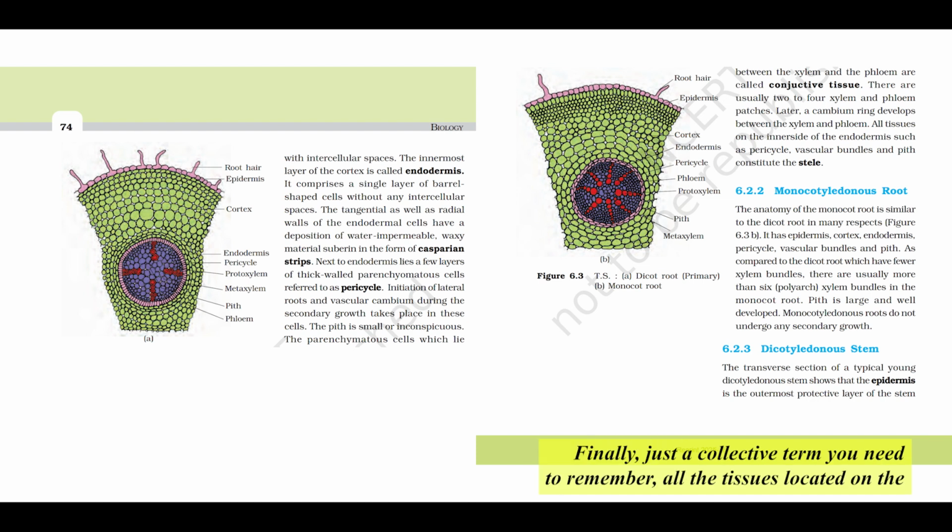Finally, just a collective term you need to remember, all the tissues located on the inner side of the endodermis. This includes the pericycle, the vascular bundles, xylem and phloem, and the pith, however small it might be. All of that together constitutes what is known as the stele.